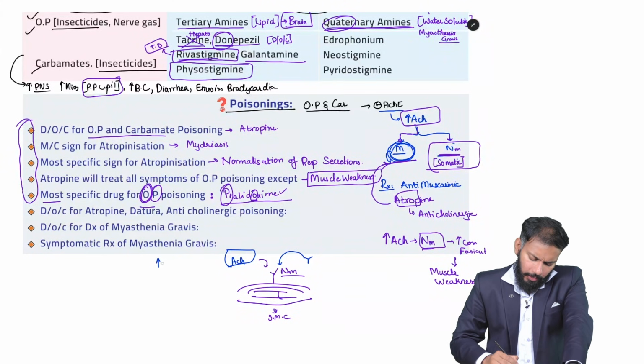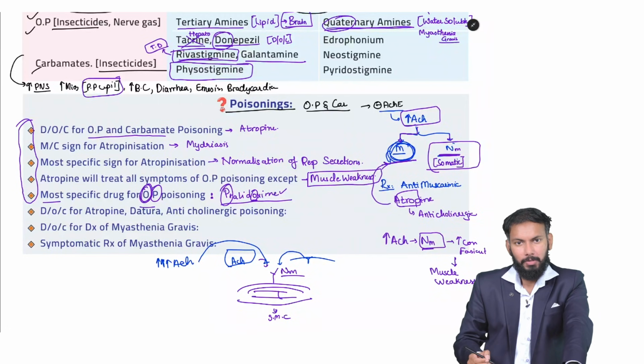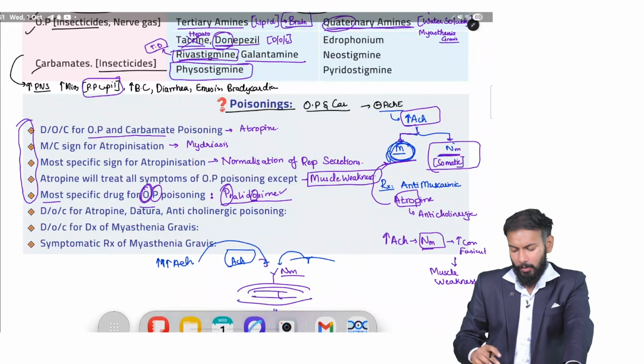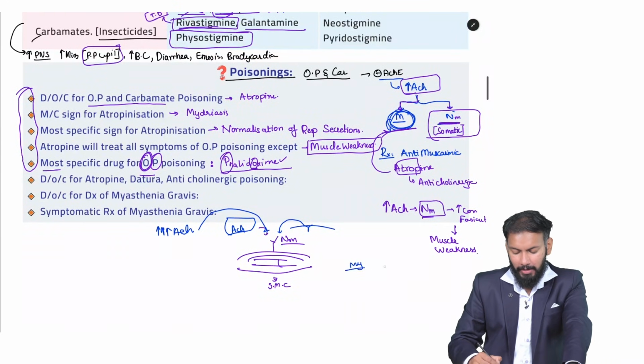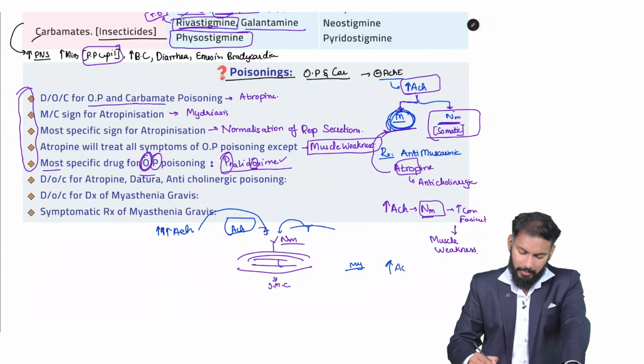Let us suppose we increase the acetylcholine. If we keep on increasing the acetylcholine, what will acetylcholine do? Acetylcholine will push this antibody outside and it will cause the skeletal muscle contraction. That's all. So, in myasthenia gravis, we have to give a drug that will increase the acetylcholine.